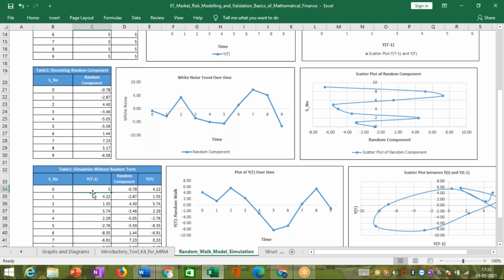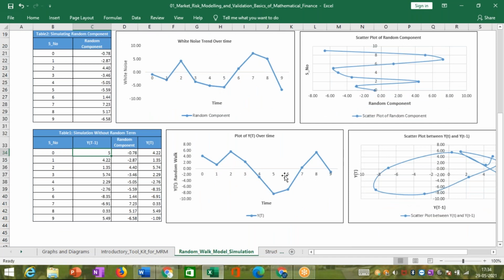The initial value is 5, and I have 4.22. This value moves to 4.22 over here. From there, a random value is generated and moves to this. Then again, a value is added. So over here I have the random generation happening. With that random term, this is how my series looks.